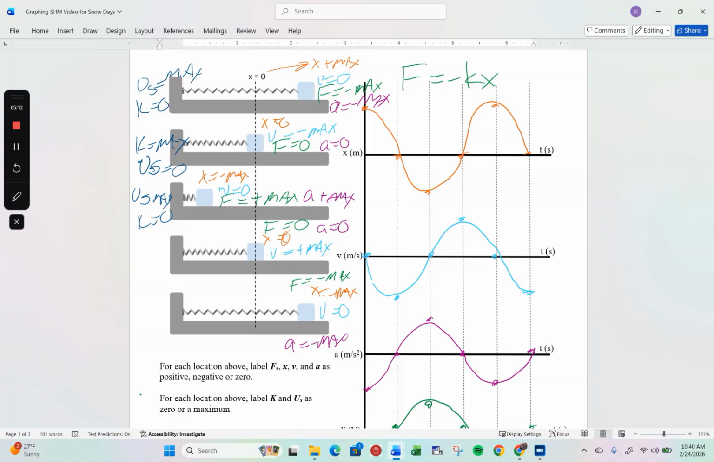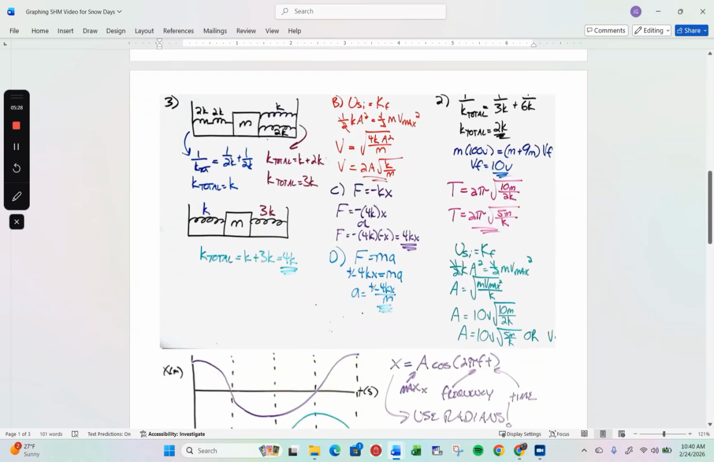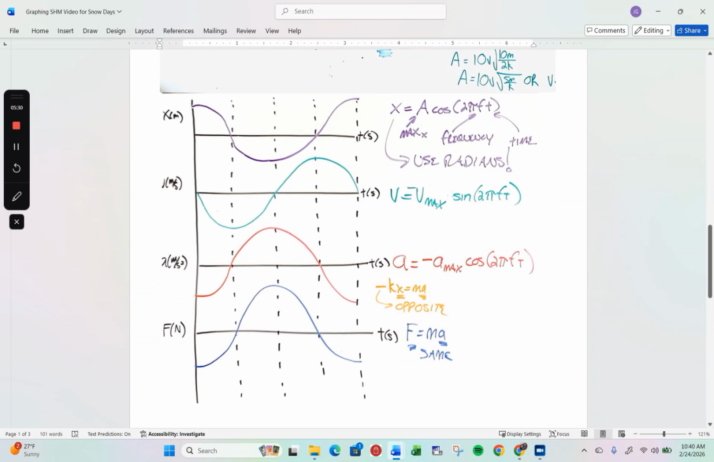But what you're really supposed to take away from this graph is when you're at equilibrium, it's all about velocity. You're moving the fastest. Kinetic energy is the greatest. Everything else is zero. You're just supposed to realize that and understand it. But when you're at amplitude, you come to a stop. So your kinetic goes to zero, but everything else is a maximum: spring energy, force, acceleration, all those things.